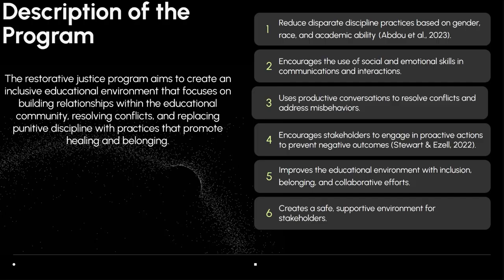The first is to reduce disparate discipline practices based on gender, race, and academic ability. The second is to encourage the use of social and emotional skills in communications and interactions. The third is to use productive conversations to resolve conflicts and address behaviors. The fourth is to encourage stakeholders to engage in proactive actions to prevent negative outcomes. The fifth, improve the educational environment with inclusion, belonging, and collaborative efforts. And this will all create a safe, supportive environment for stakeholders.